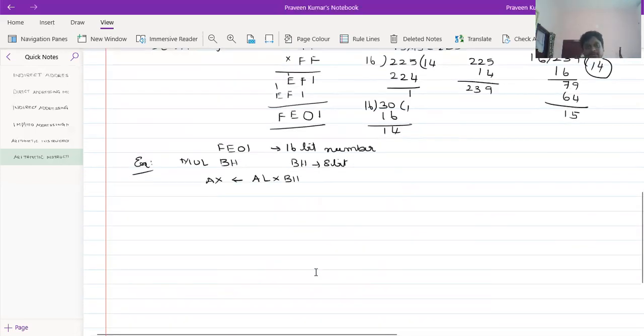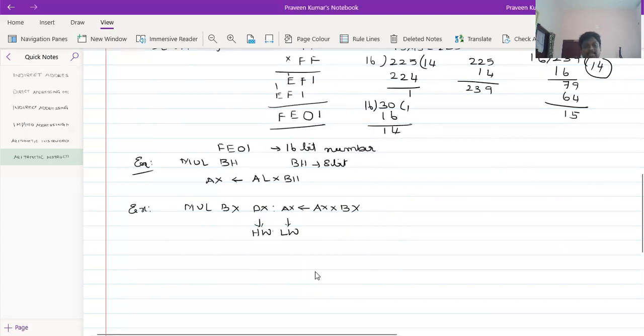So if I do one more, a 16-bit multiplication, the example I'm taking is mul BX. Now if I do mul BX, what will it be doing? It will be taking AX into BX and the result will be stored in DX and AX, where the lower word will be stored in AX and the higher word will be stored in DX. That's it. So this is all about the multiplication.